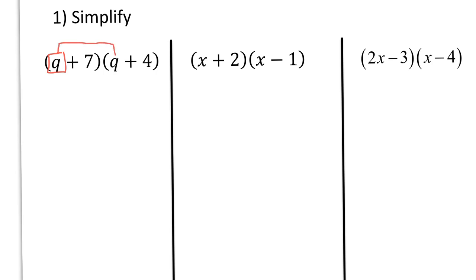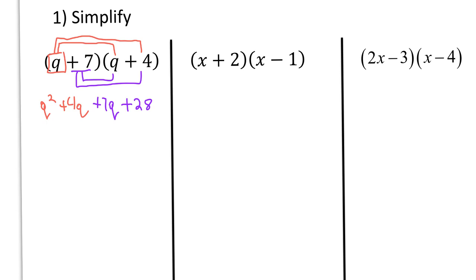I'm not going to write down q times q anymore. You just do some mental math. You actually multiply. And when you multiply q times q, that is q squared. And then you multiply q times the next term, the 4, and that's going to be a plus 4q. And then you take the second term, positive 7 times the q, and that's going to be plus 7q. And you take the next one, positive 7 times positive 4, and that's a positive 28.